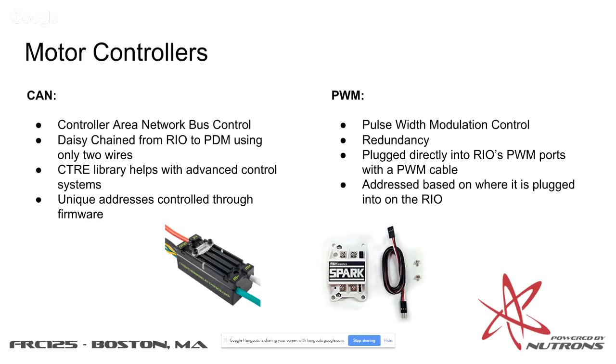PWM is pulse width modulation. Each motor controller will plug directly into a PWM port and into power. So you do it over and over again as opposed to daisy chaining. The PWM signals are based on where they are on the Rio. When I was talking about the Robo Rio with the PWM ports, that's how you control those instead of having the addresses controlled through firmware. These only take really one input, from -1 to 1, -1 being full backward and 1 being full forward. And yeah, that's that.